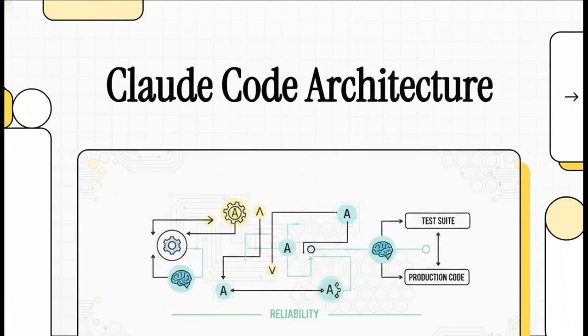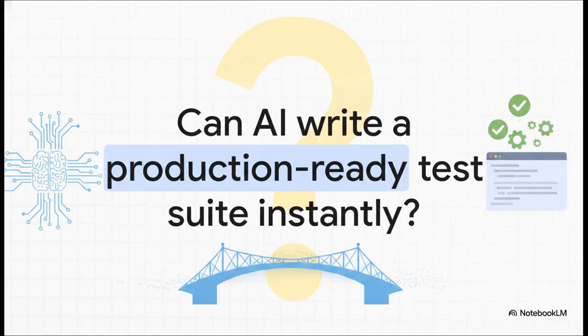Welcome to this explainer. Today, we're totally demystifying the architecture you need to build a production-quality, end-to-end testing suite using Claude Code. If you've been banging your head against the wall trying to get AI tools to output reliable code consistently, well, you're in the right place. Because let's be real, we've all wondered about this, right? Can AI actually just write a flawless, production-ready test suite on the very first try without us having to constantly hold its hand and fix its mistakes?